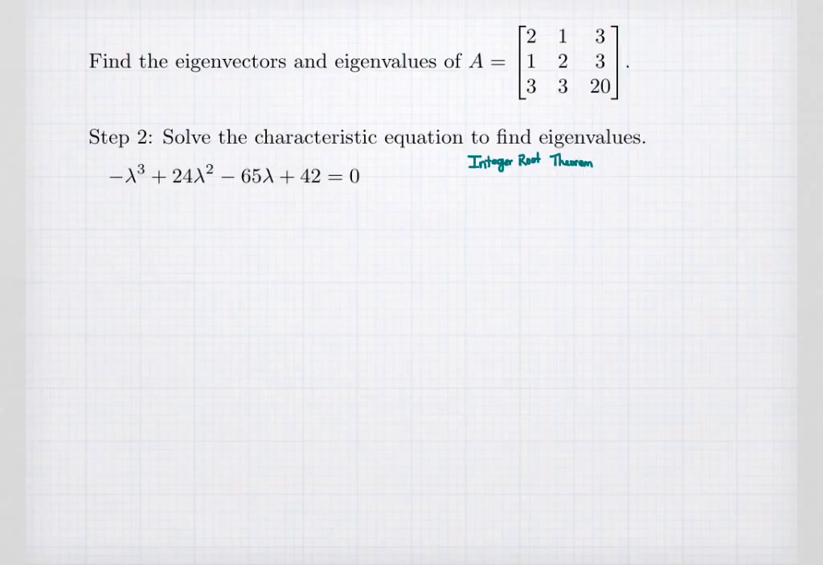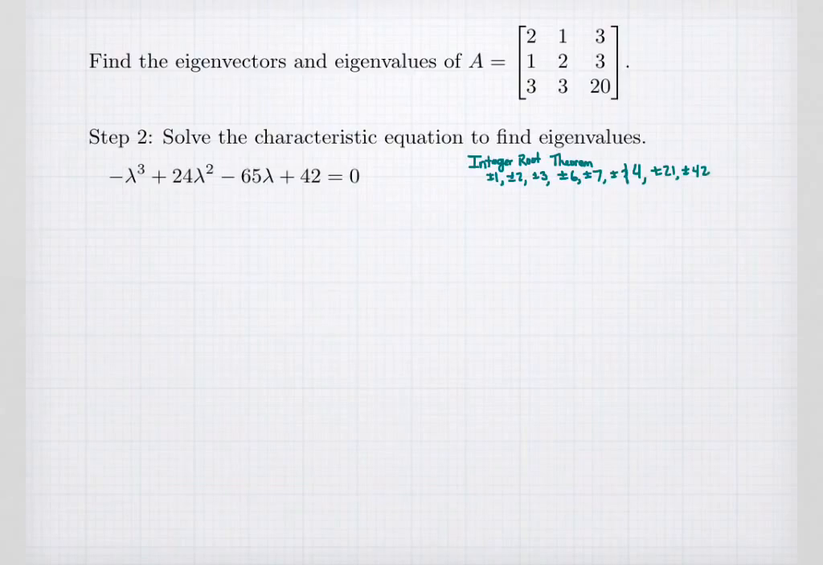So that's plus and minus 1, plus and minus 2, 3, let's see, 42 is 6 times 7, so 2, 3, not 4, 5, plus or minus 6, plus or minus 7, plus or minus 14, plus or minus 21, and plus or minus 42. Those are the only possible integer roots.